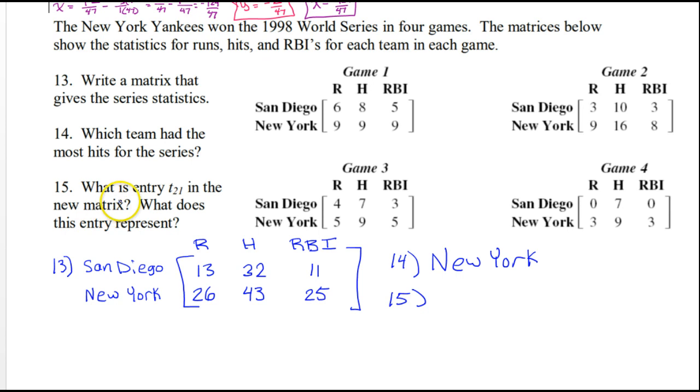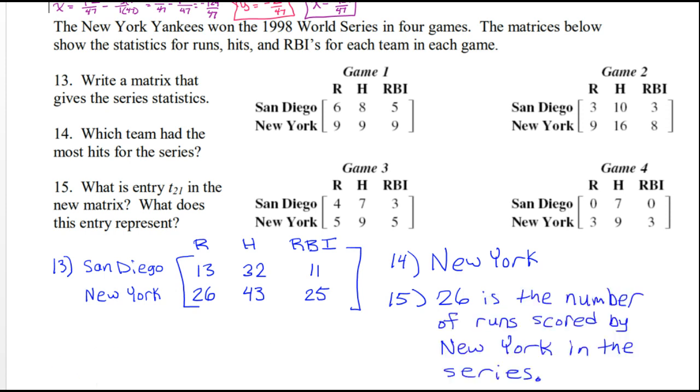All right, number 15. What is entry T21 in the new matrix? And what does it represent? All right, the 2 and the 1, that means row 2, column 1. So here we have row 2 and column 1. So the number is 26, and it represents the number of runs scored by New York in the series. So there is the answer to number 15.